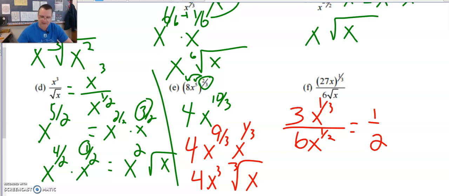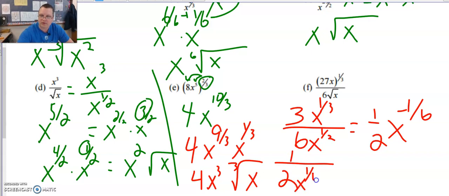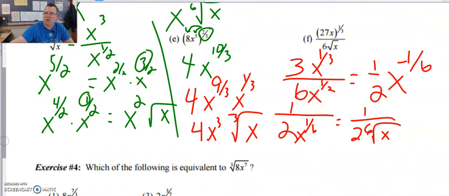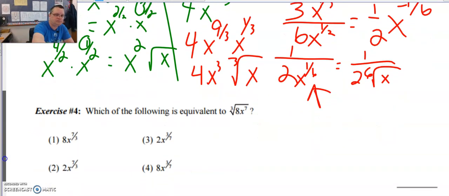So you do 1/3 minus 1/2, which gives you x to the negative 1/6. The numerator is already less than the denominator, so you can just leave it. So it's 1 over 2x to the 1/6, which is 1 over 2 times the 6th root of x. And that's how you leave it. Because it says using radical expressions, that's how you knew to change this to a radical.